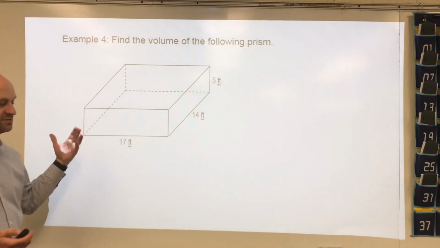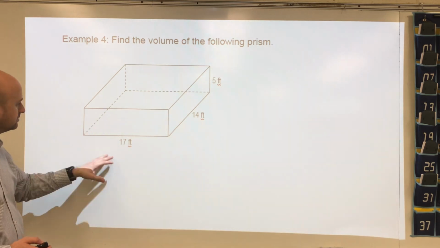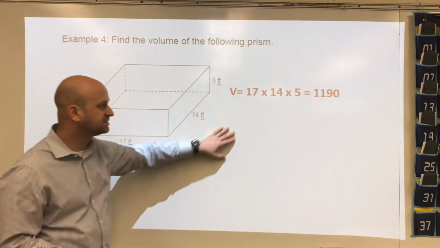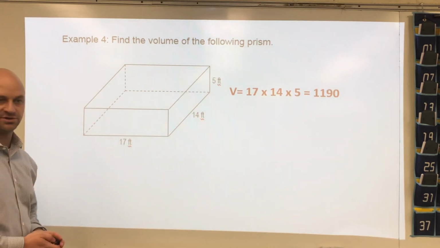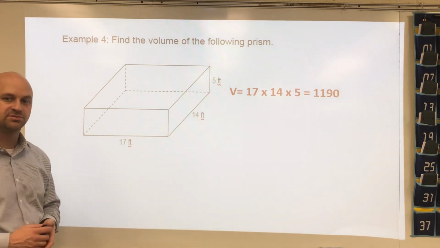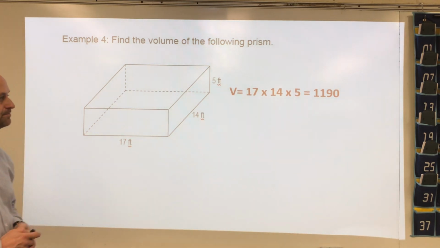All right, here's the next example. Very similar. This is just a rectangular prism. So we're just going to multiply all 3 of these together, and we get 1,190. This one is pretty easy. I don't think many of you will struggle with this type of problem.